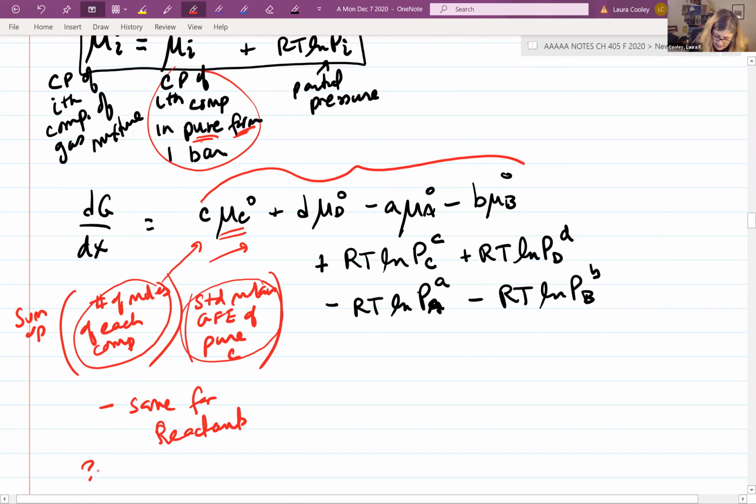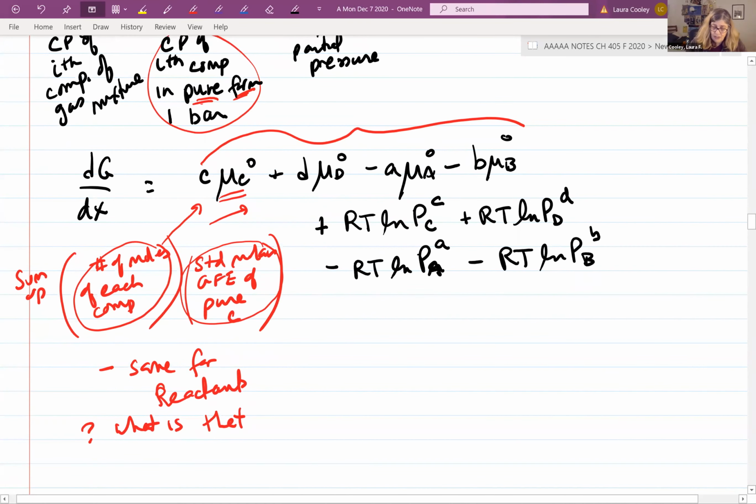Well, what is that? You're adding up the Gibbs free energy of the products when they're in their pure form and subtracting the Gibbs free energy of the reactants. That is simply delta G0 for the reaction. So that's what this is. I could put reaction there or I could take it away. It means the same thing. So that certainly makes this a lot easier. dG/dx equals delta G0.